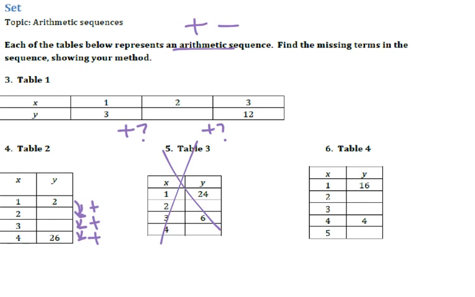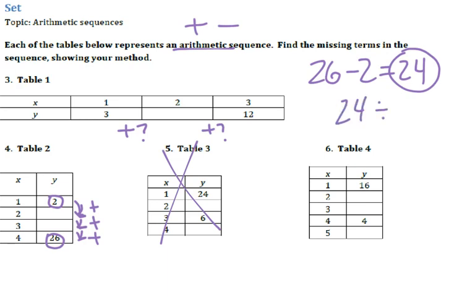So let's find the difference between 2 and 26. This is the first step. 26 minus 2 gives us 24. Now we've got to split that 24 up into 3 different pieces. In other words, we're going to divide 24 by 3. If we do that, we get 8. What that should mean is that we're adding 8 each time.